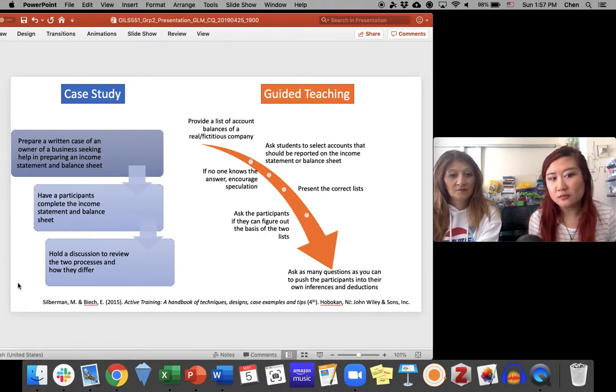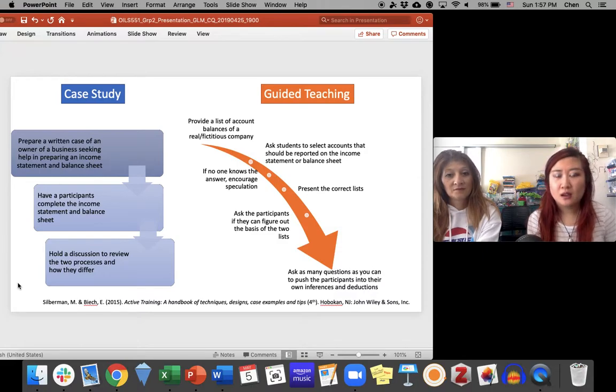And then you can have your students participate and complete the income statements and balance sheets. And if they get confused with this, they can talk to each other. And then it's good to always hold a discussion afterward to review the 2 processes and how they differ. And that's essentially the way to help people remember exactly the differences, because that's a common mistake that people used to make.